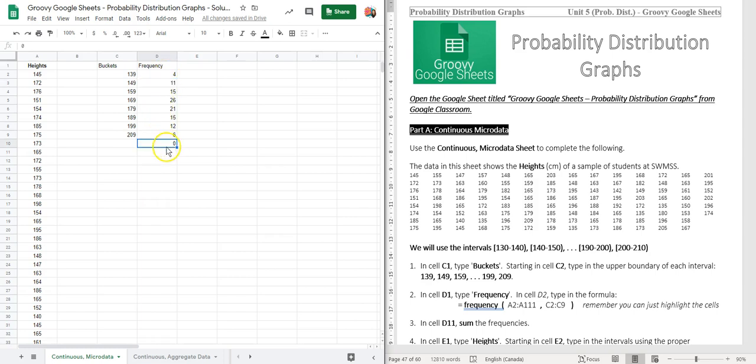Now this here should read 0, and all that's really telling you is that there is no number higher than 209. If there was a number here, then you would have to include more buckets, maybe you had the wrong maximum, so you could always sort these into ascending order and take a look at what the highest number actually is.